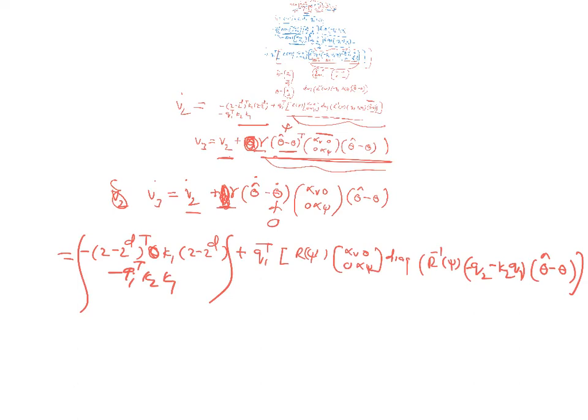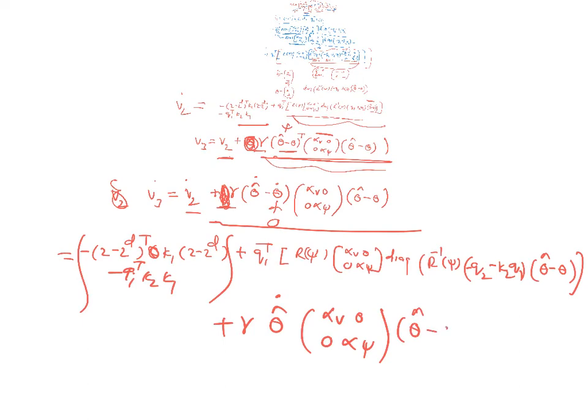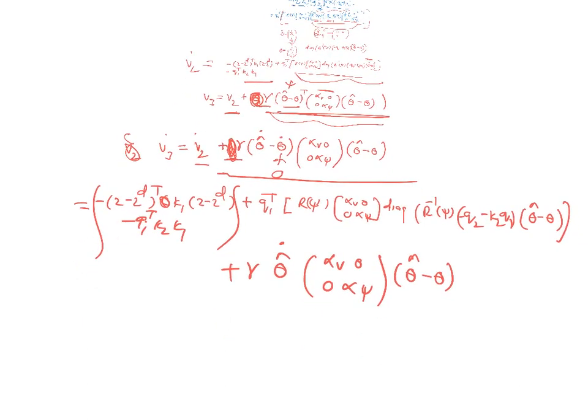And plus this, and now we can write this, right? So it is plus gamma, this will go 0, so this is theta hat dot alpha v 0 0 alpha psi theta hat minus theta. Okay, so now if you see, this can be common, right? This can be taken common.